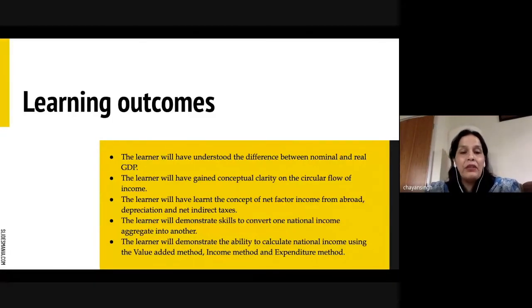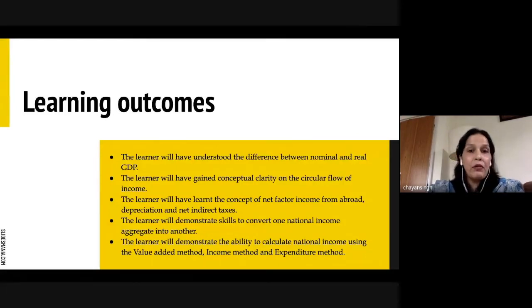And once we're done with the concepts, the learner should be able to demonstrate skills to convert one national income aggregate into another. Which would mean that a learner or a student in our class should be able to convert a GDP-MP into NDP-FC or an NDP-MP into GDP-MP. So they should be able to play around with all the 8 national income aggregates that we teach them. And of course, ultimately, they should be able to calculate national income using the three methods that we would have taught them: the value-added method, the income method, and the expenditure method.